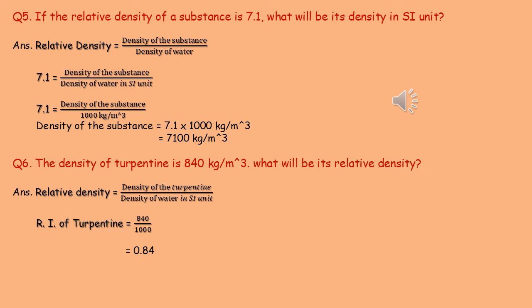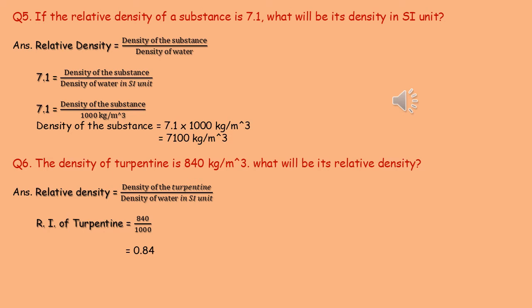Question number 6. The density of turpentine is 840 kg per meter cube. What will be its relative density? The formula is density of turpentine divided by density of water. Density of turpentine is 840 and density of water is 1000.